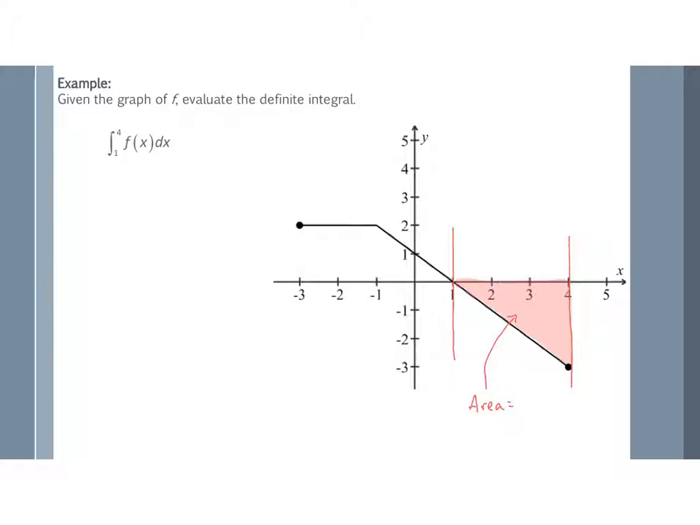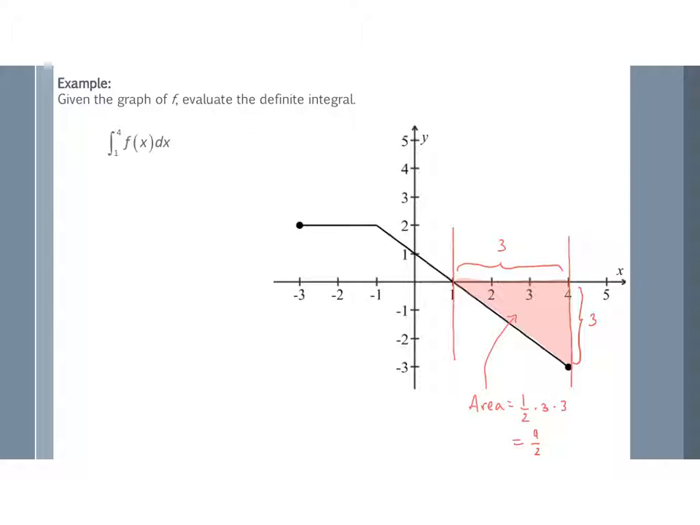the area is going to be 1/2 the base, and the base is 3 units. And the height is 3. So the area of this triangle is 9/2.